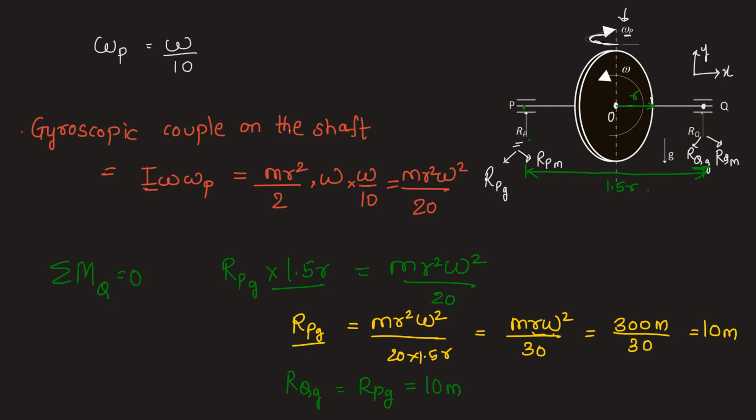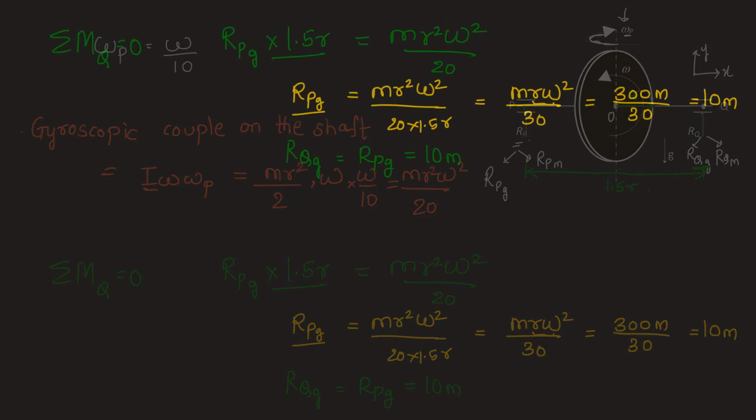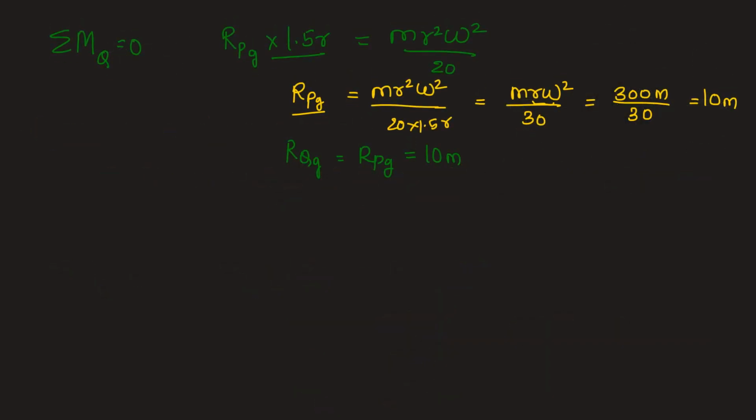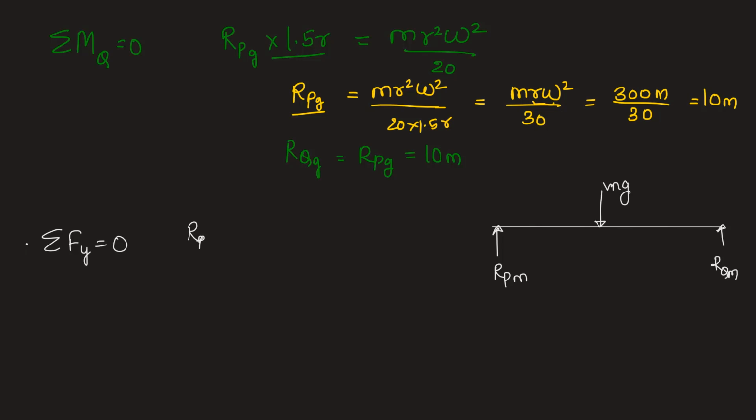Now considering the second effect, that is the mass of this disc, if we draw the free body diagram of the shaft, we will have the weight of the disc acting centrally, m into g, supported by the bearing reactions Rpm and Rqm. Simply applying summation Fy equal to 0, we will have Rpm equal to Rqm equal to mg by 2. Because of the symmetry, this weight will be equally divided between the two bearings. So now here actually this is minus 10, writing with the sign, Rqg should be minus 10m.